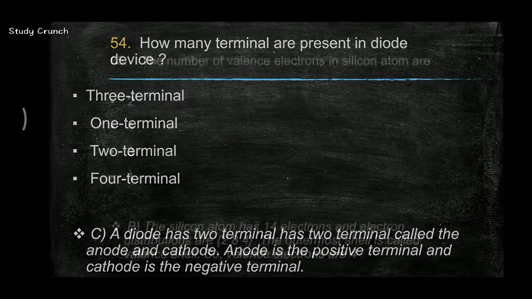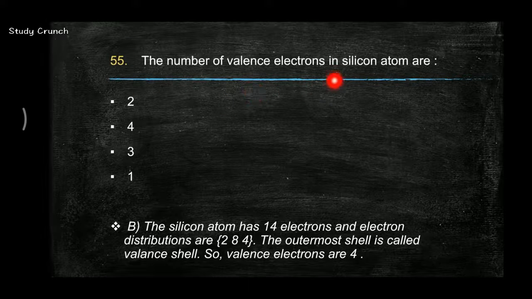Next, the number of valence electrons in silicon are. So the answer is 4. We know that silicon has 14 electrons and the distribution is 2, 8, 4. So the outermost shell has 4 electrons.